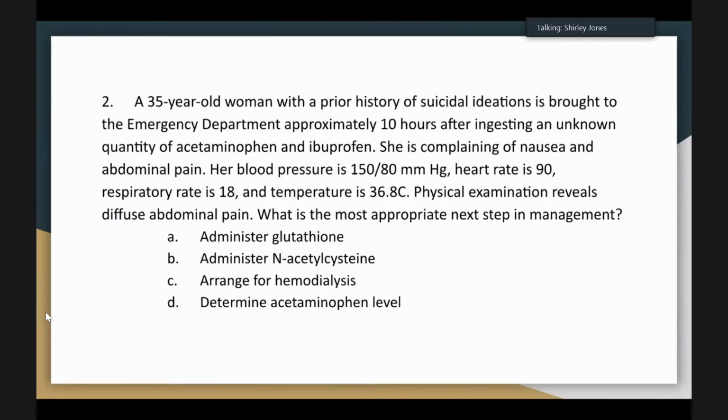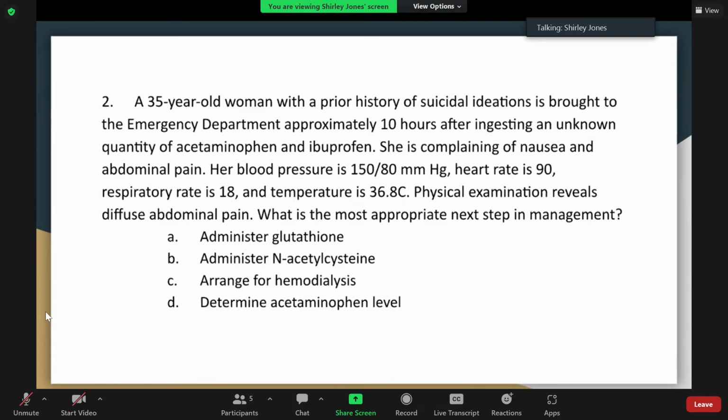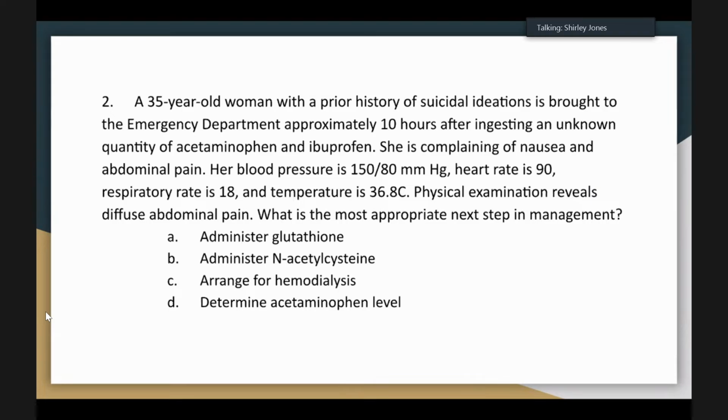So a 35-year-old woman with a prior history of suicidal ideations is brought to the emergency department approximately 10 hours after ingesting an unknown quantity of acetaminophen and ibuprofen. She is complaining of nausea and heart rate is normal, respiratory rate, all vitals are fine. Physical exam reveals diffuse abdominal pain. What is the most appropriate next step in management?